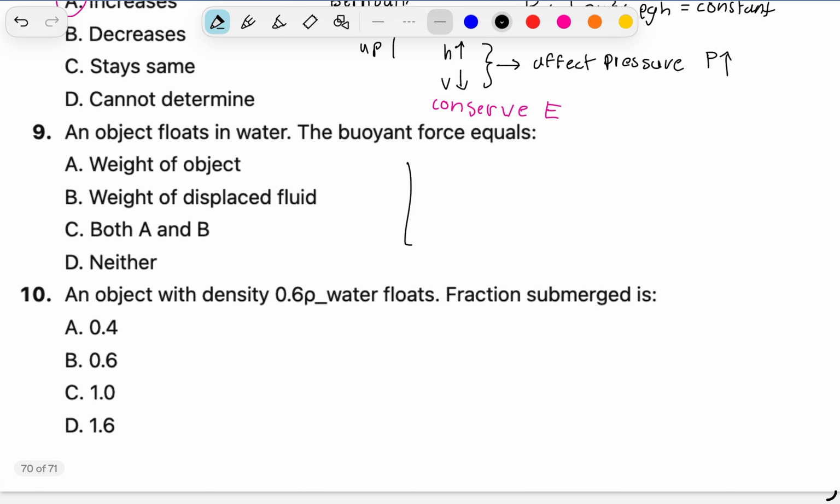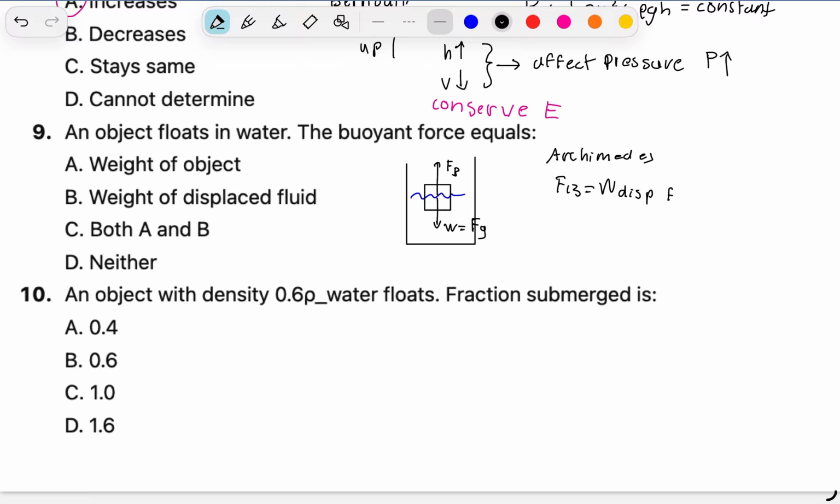Now an object is going to float in water. The buoyant force is going to equal what? Well, here's our water. It's at the state of floating. So we have a buoyant force that's up, and then we have a weight force equal to the force of gravity pointing downwards. Now, using Archimedes' principle, we know that our buoyant force is going to be equal to the weight of our displaced fluid. And our weight of displaced fluid is equal to mg. So buoyant force is just equal to mg. So that's just going to be B. So for floating objects, our buoyant force equals both the weight of the object and also the weight of the displaced fluid. So those are going to be equal.